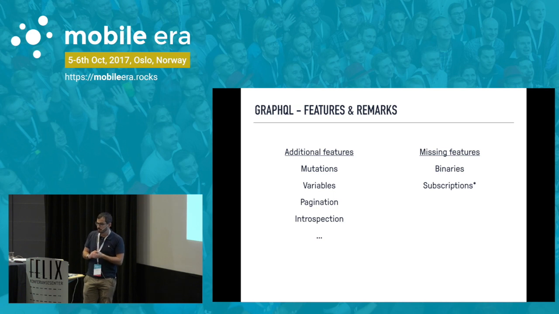So, yes, some additional features that might be interesting. Mutations. I talked about queries. Mutation is the same, but it has an impact on the state of your server. So all of your create, update, delete, that's in GraphQL, that's a mutation. You will use variables, you can paginate. GraphQL defines a way to introspect your schema, so a lot of tools have popped up that do validation of requests. They generate documentation for your API for free. Yeah, so a lot of good features.